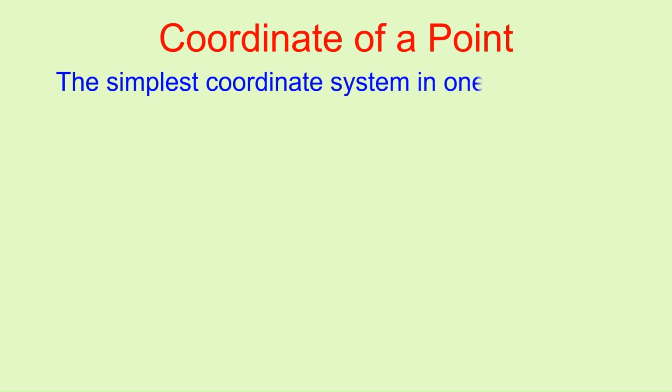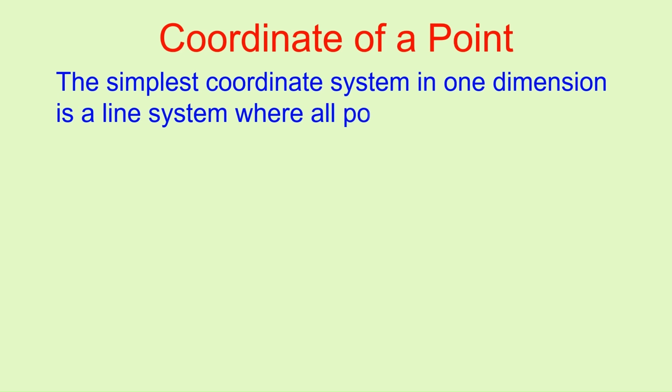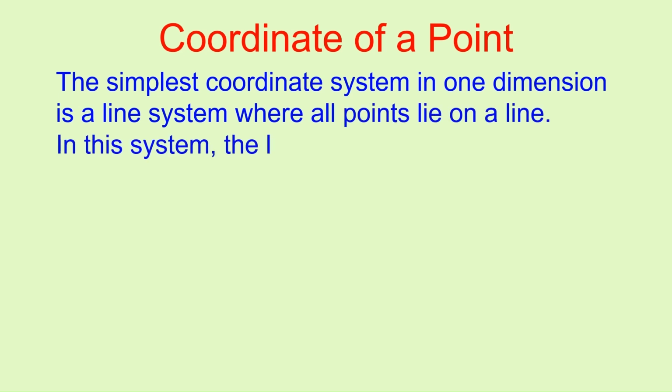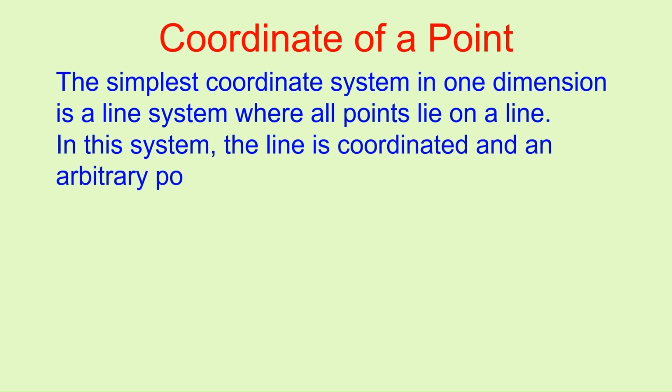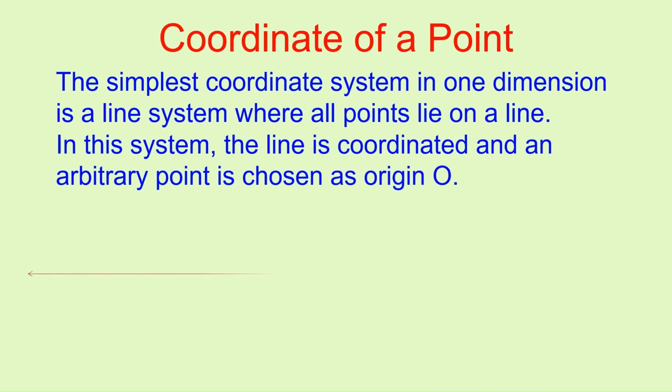Coordinate of a point. The simplest coordinate system in one dimension is a line system, where all points lie on a line. In this system, the line is coordinated, and an arbitrary point is chosen as origin.